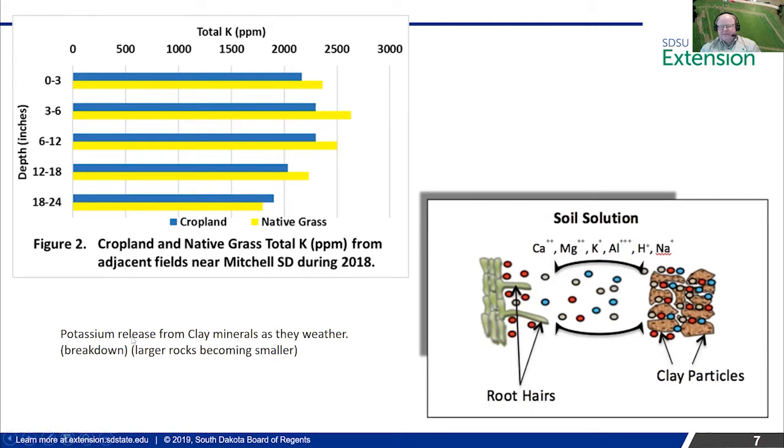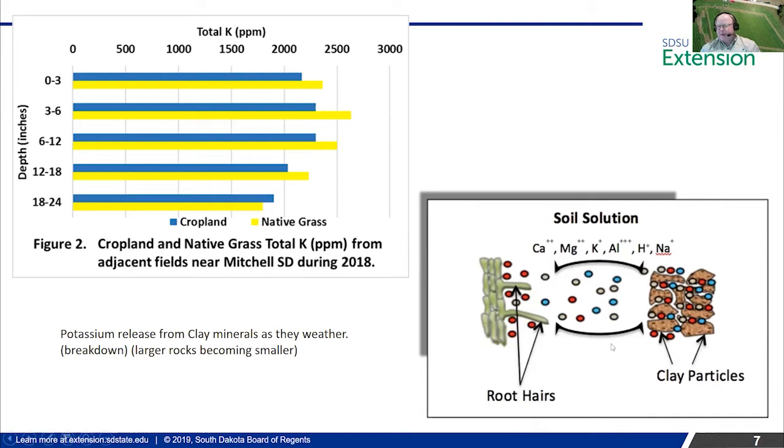So potassium is released from the clay minerals as they weather, okay? And so basically as a soil ages, we call that weathering because it's subjective to our climate and to root activity and so forth. It's breaking down. Basically, larger rocks are becoming smaller rocks. That's about the easiest way that I can say that.